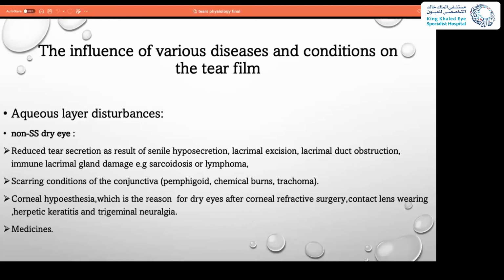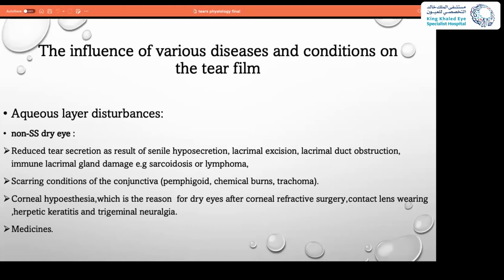Non-Sjogren dry eye is reduced tear secretion as a result of senile hyposecretion. It can also be due to lacrimal excision, lacrimal duct obstruction, or immune lacrimal gland damage by sarcoidosis or lymphoma. It can be due to scarring conditions of the conjunctiva, which affect the goblet cells or accessory lacrimal glands, which might be caused by pemphigoid, chemical burn, or trachoma.